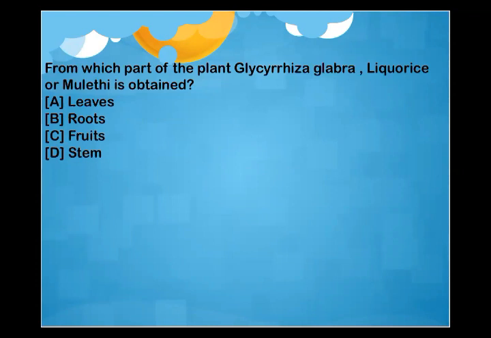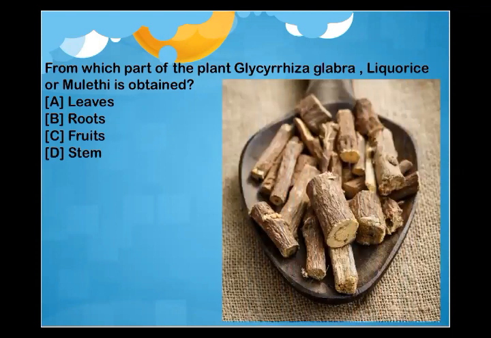From which part of the plant Glycyrrhiza glabra, liquorice, or mulethi is obtained? Glycyrrhiza is the scientific name, liquorice is commonly used in trade for Glycyrrhiza glabra, mulethi as it is called in Hindi. The root of Glycyrrhiza glabra has potential medicinal properties, and is also a very important expectorant used in many cough preparations.